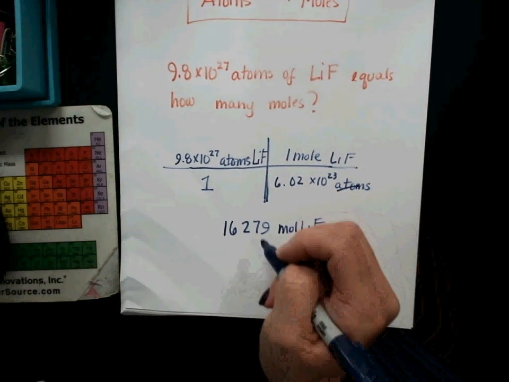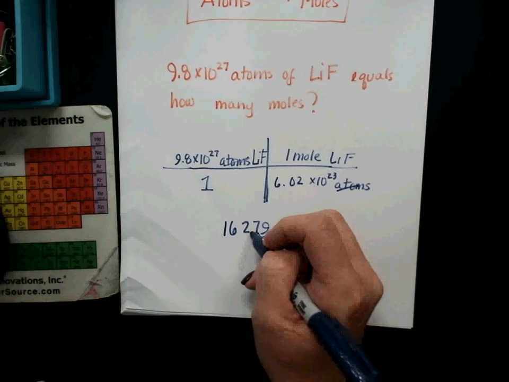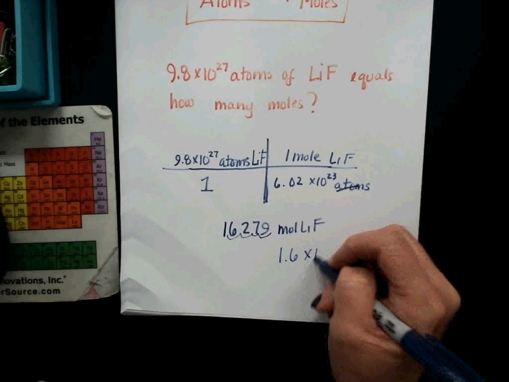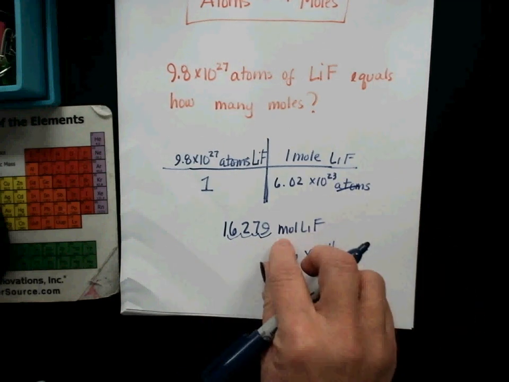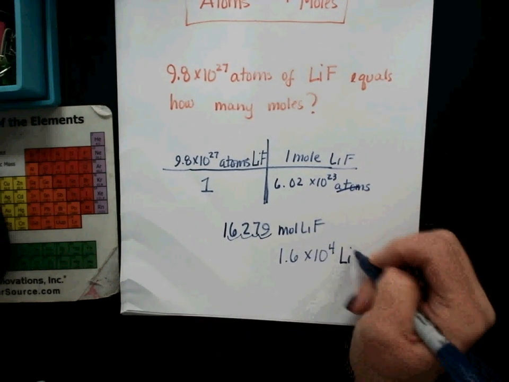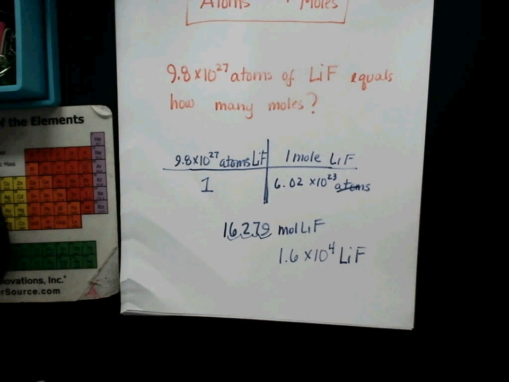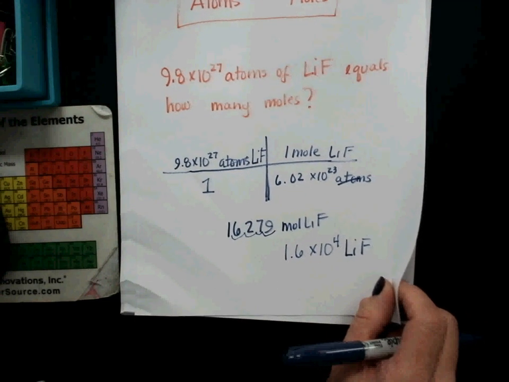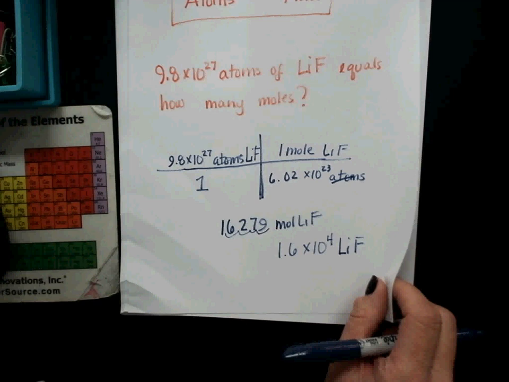So basically I can work with that, and that would be mole LiCl, but if I want to put that in scientific notation, I just count back. 1, 2, 3, 4, and I'd say 1.6 times 10 to the 4th, because I want my number to get bigger. That's a lot of moles. That is a lot of moles. That's a lot of parts, too.